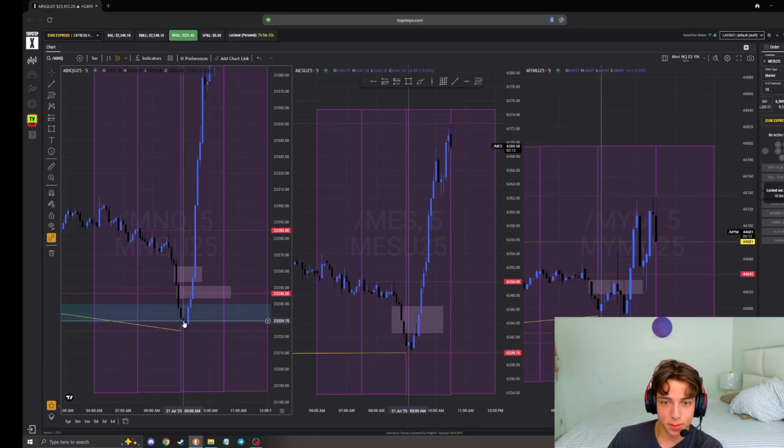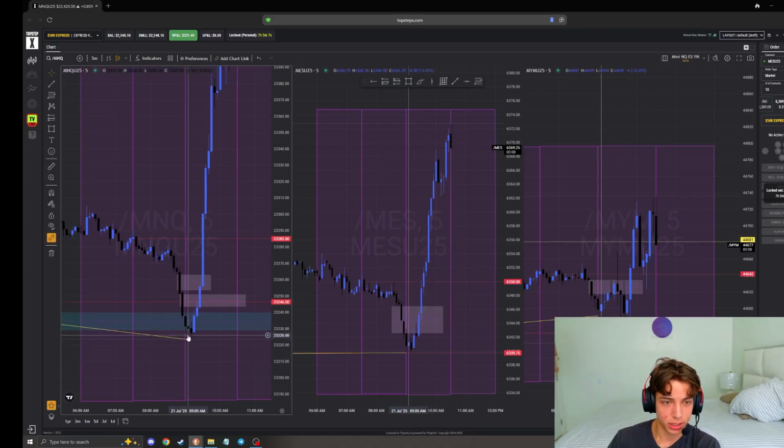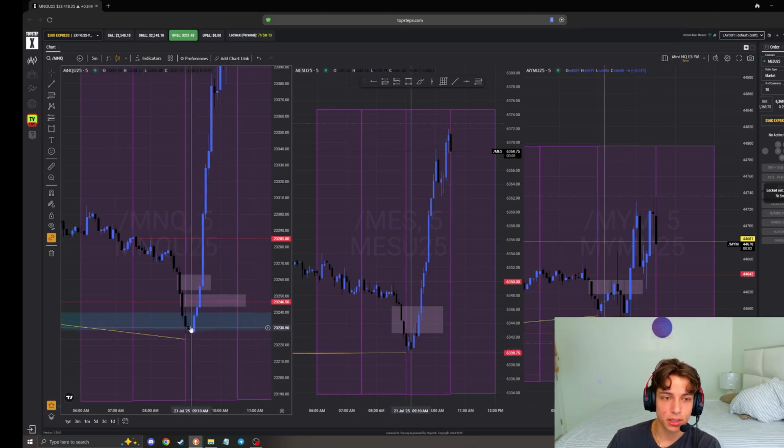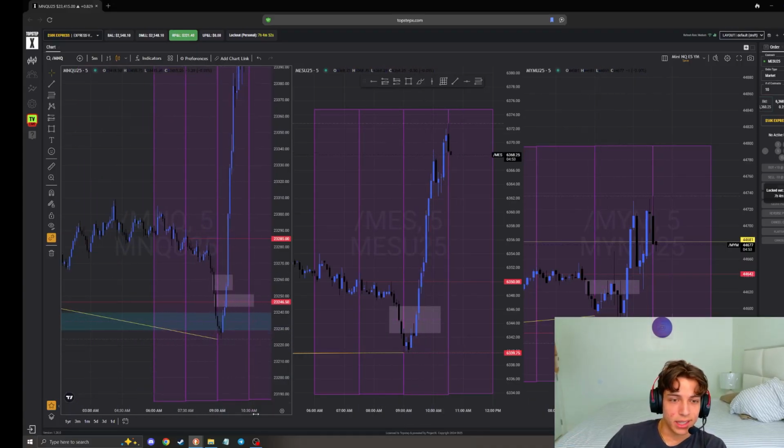We also got a PSP. That's quarterly theory terminology, which is a down close candle on Nasdaq and the same candle on ES is an up close. So that's a cracking correlation. This just gives you more confirmation that it's gonna reverse, right? And it's in the NWOG.